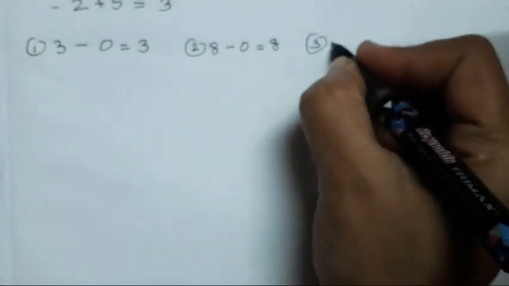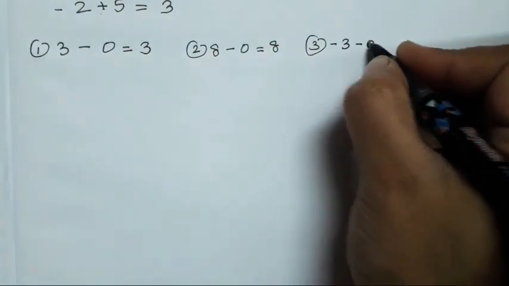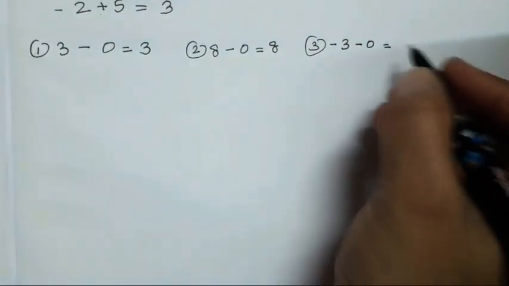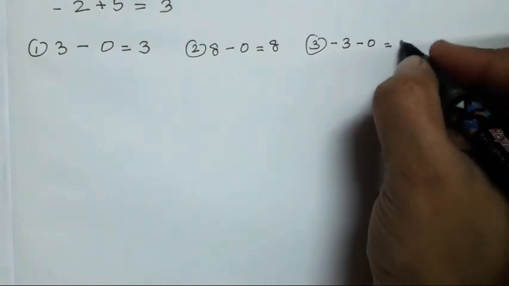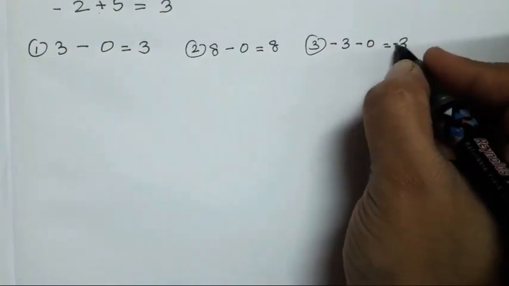Third one is minus 3 minus 0. So minus and minus is going to be plus, isn't it? The answer will be 3 only, but sign of the bigger number.